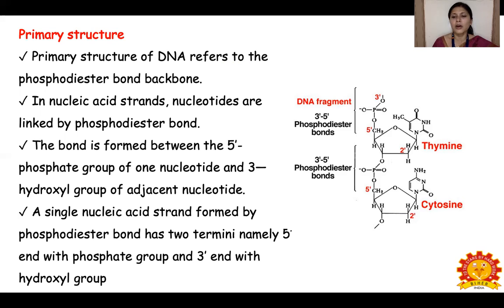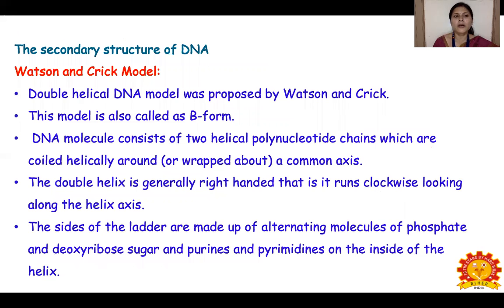So like that, only the one strand will be there for the primary structure. Now we'll talk about the secondary structure, which explains the Watson-Crick model. They proposed around 1953 the double helical DNA model. This is also called the B form.